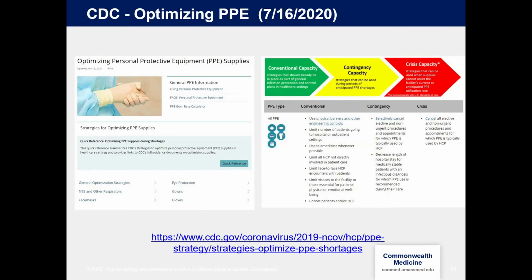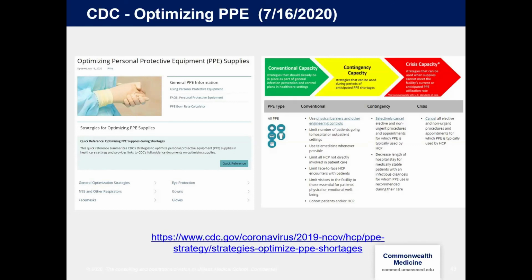Contingency capacity, when you're really reaching your level of getting into PPE shortages, what to do and how to, for elective cases, they had all kinds of recommendations there for decreasing length of stay and all that. And then a crisis capacity, which many hospitals went into last year. As I said, things are much better right now. But again, it's worth it for those of you who are directors of nursing or administrators to get on here and just get familiar with what the different recommendations are and whether you're following those if you're starting to see PPE shortages.